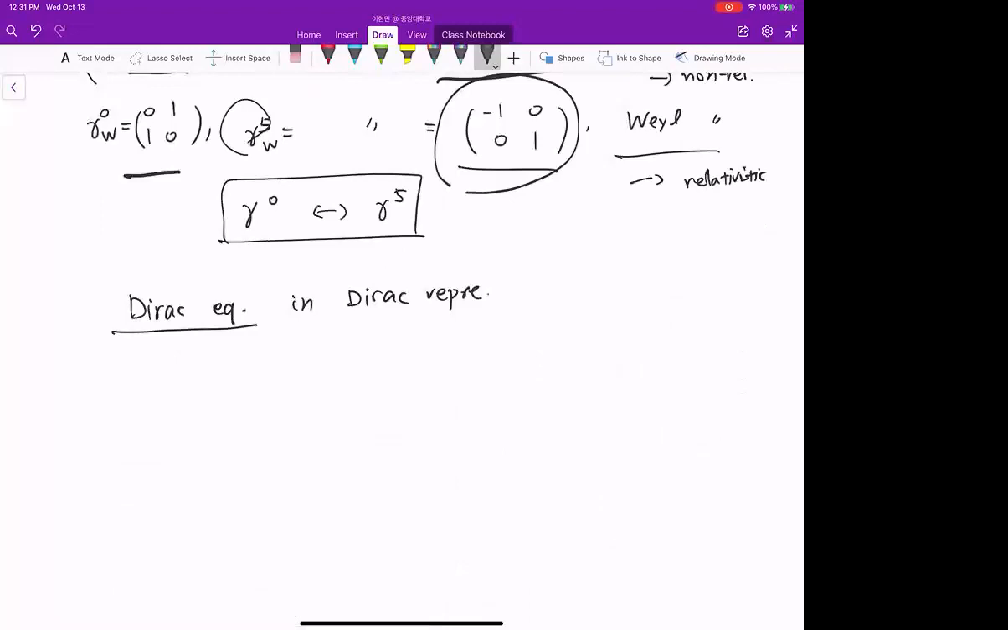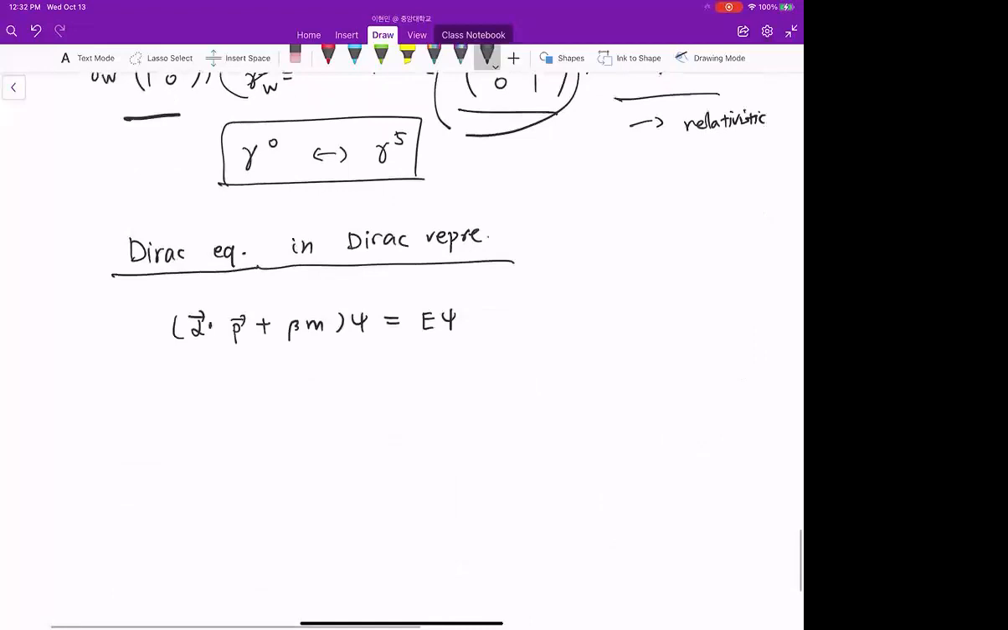So the Dirac equation in the Dirac representation, the Dirac equation in the original form, is written in this way. This is the first matrix equation. Because alpha and beta are 4 by 4, the psi is a 4 component column vector.